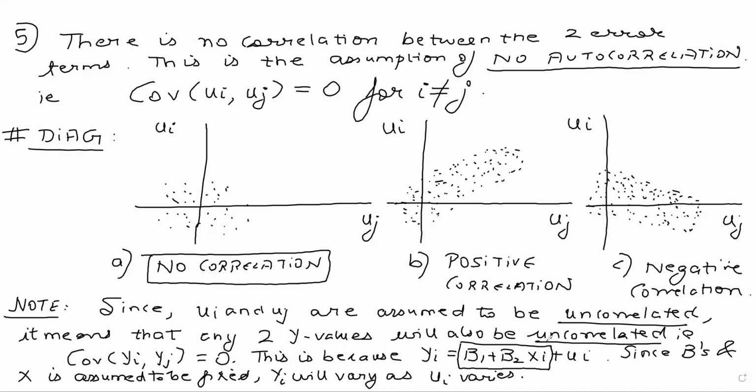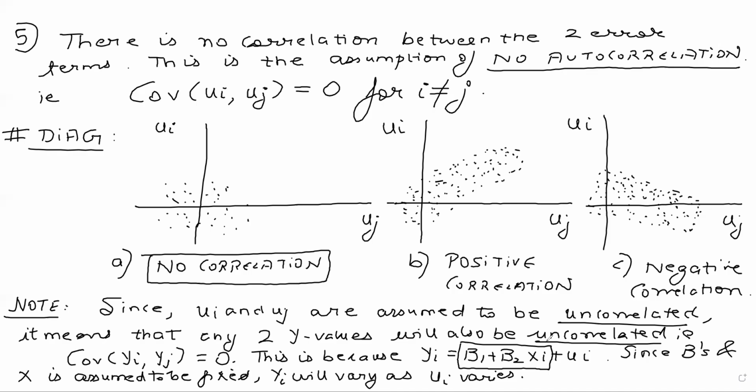So guys, I am revising the fifth assumption again with all students. The fifth assumption of the classical linear regression model simply states that if you take any two disturbance terms, ui and uj, where ui is not equal to uj, then they share no correlation. This simply means you cannot predict any pattern between them.